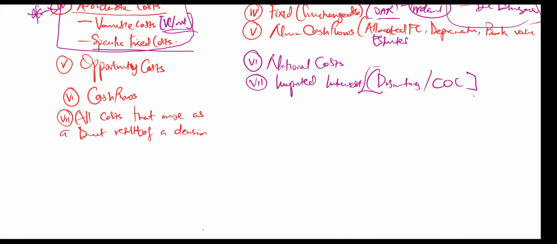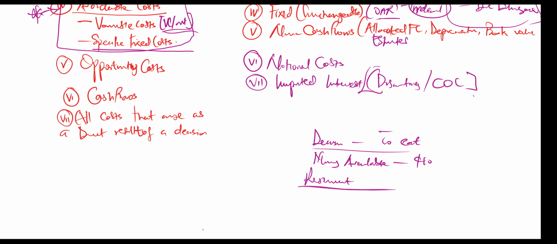I want to talk about opportunity cost. Now let me ask you. I have a decision. The decision is to eat. My money available is only 10 cedis. I go to the restaurant and on the menu, we have rice going for 9 cedis, banku going for 10 cedis, and fufu going for 11 cedis.